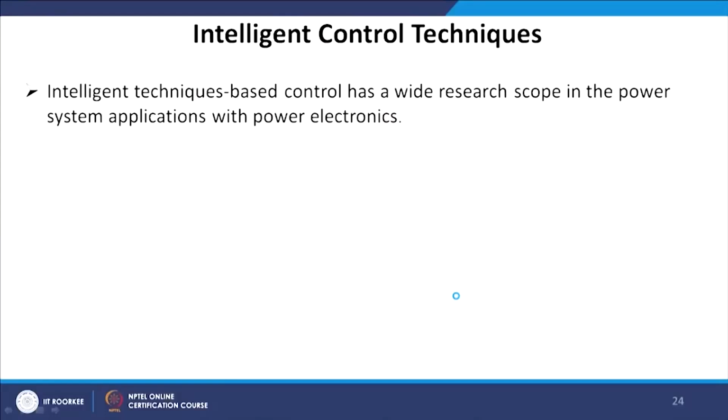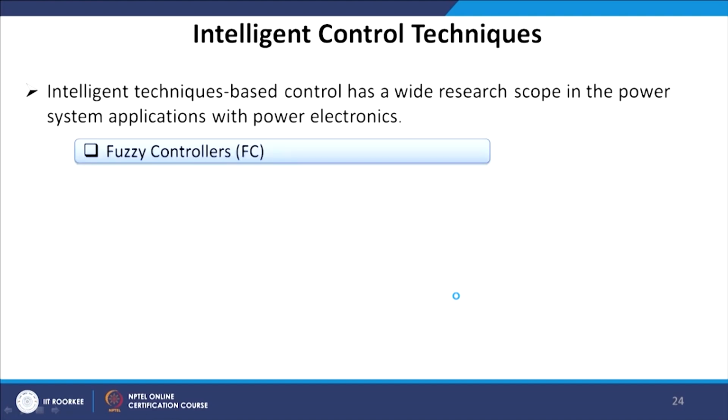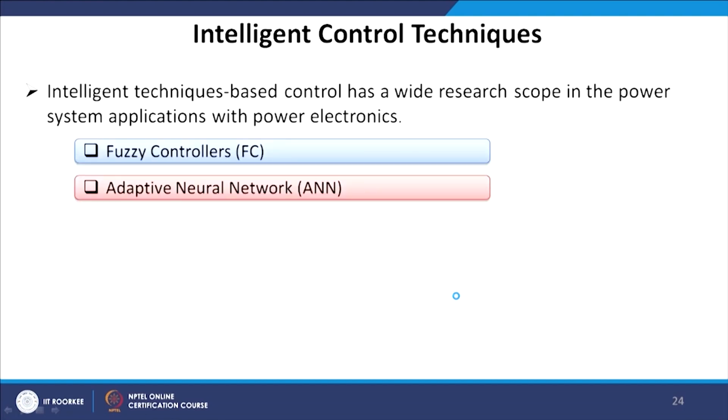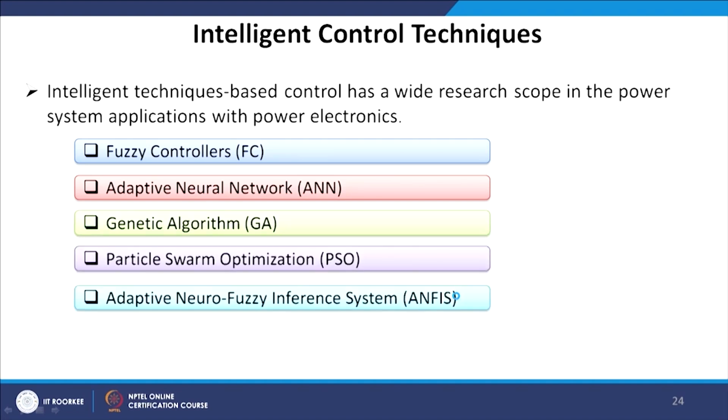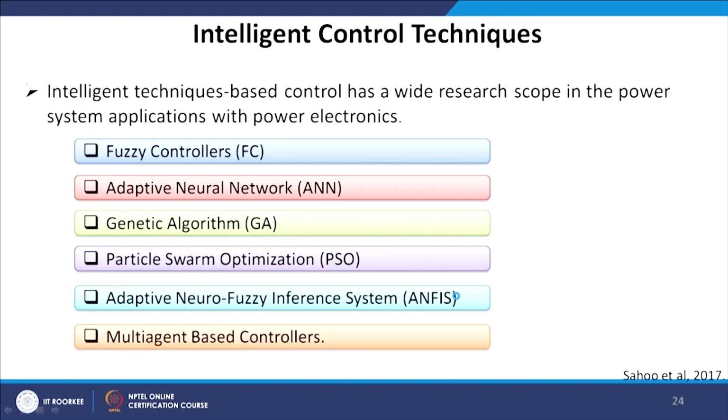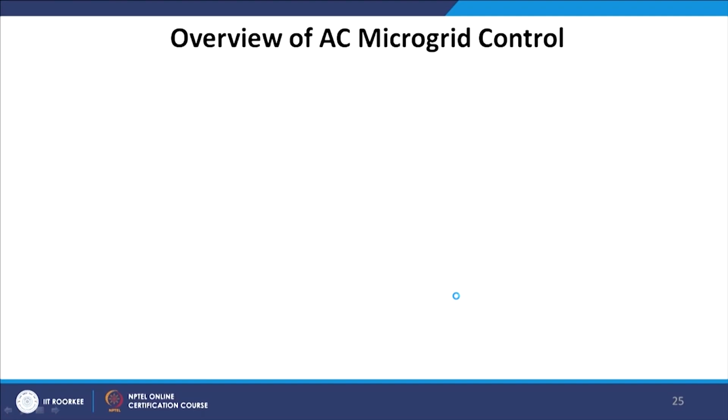Intelligent techniques based control has a wide research scope in power system applications with power electronics. The first one is my fuzzy controller, adaptive neural network controller, genetic algorithm based controller, particle swarm optimization based controller, adaptive neuro-fuzzy inference systems, multi-agent based controllers. And to conclude today's lecture, let us understand the overview of AC microgrid control.